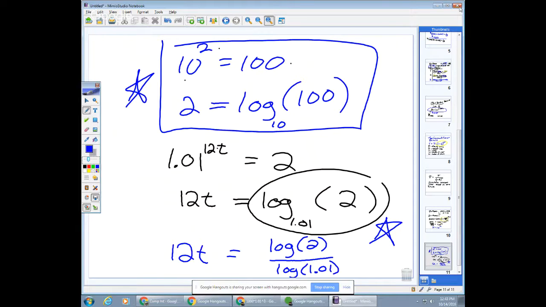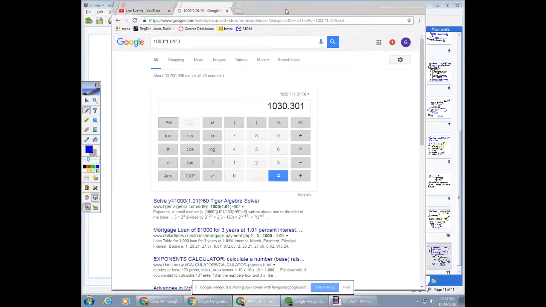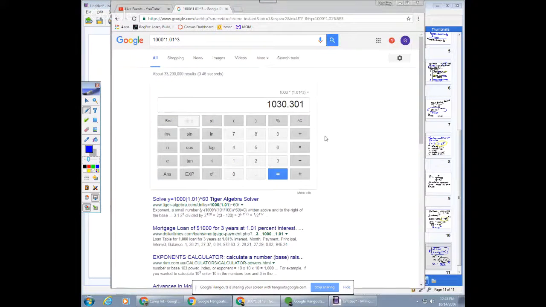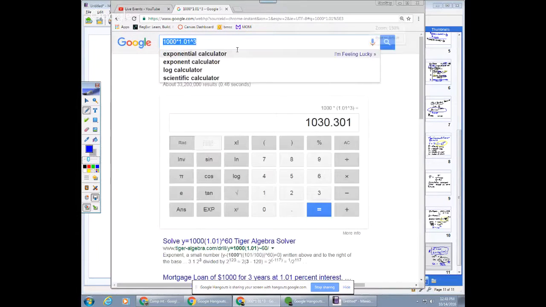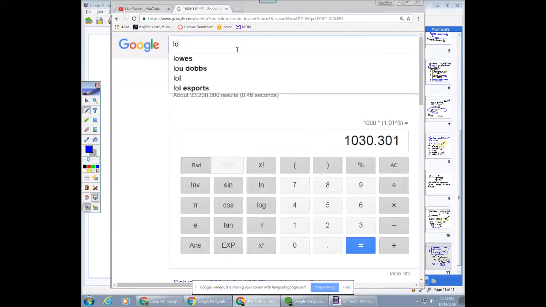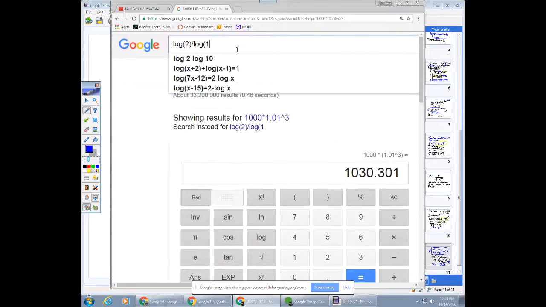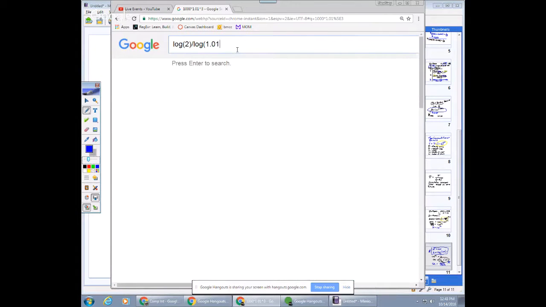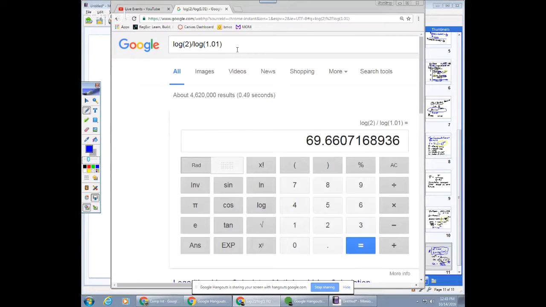On Google, in a spreadsheet, it's actually really easy. You just type what you see, right? So for example, I could come up to my Google calculator here, and I could just type log of 2 divide by log of 1.01. That'll give me that answer, and then I could just divide that answer by 12.